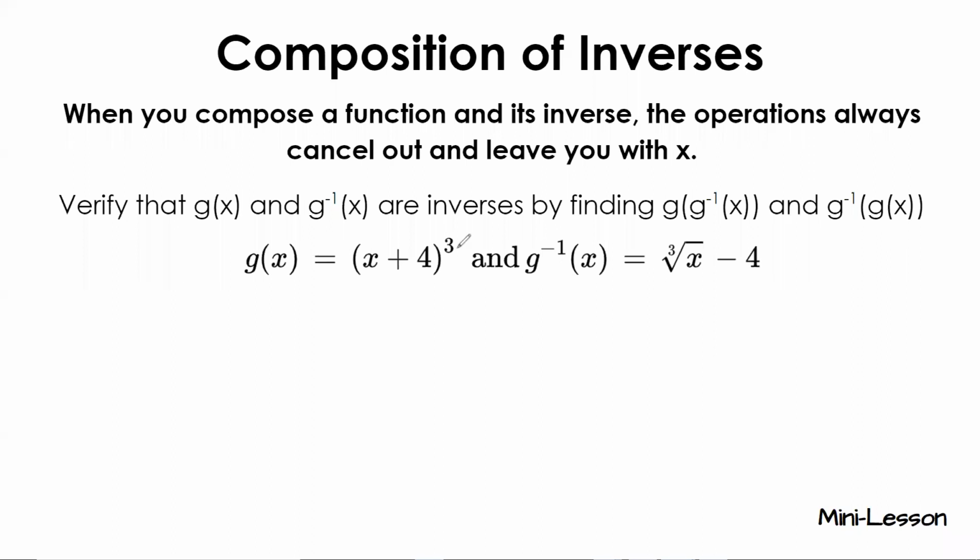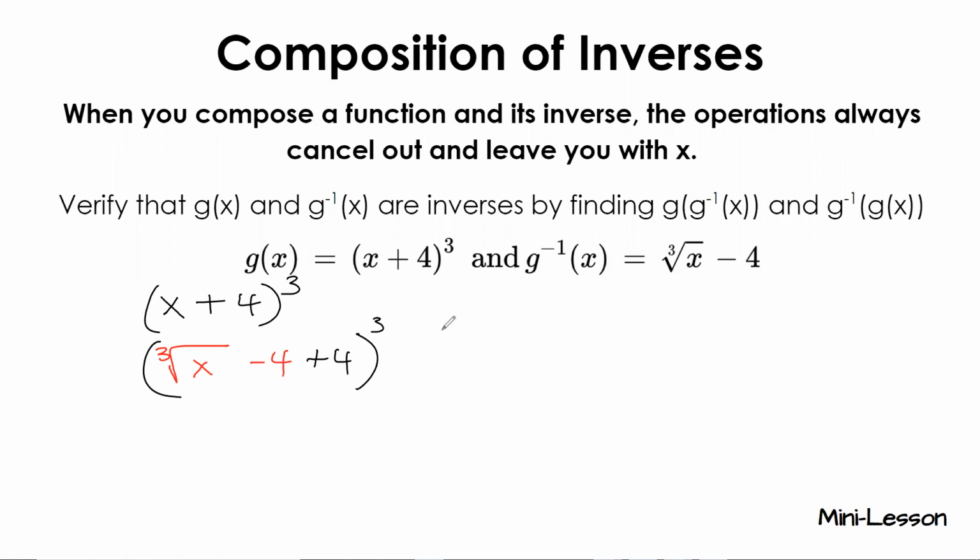Ready? So what we're going to do is we're going to take the function g of x. So that's this guy. And instead of writing this x, we're going to write what the inverse is. So we're going to say cubic root of x minus 4 plus 4 to the third power.